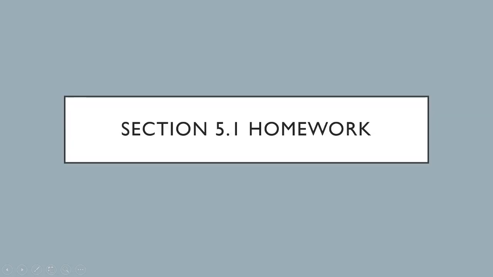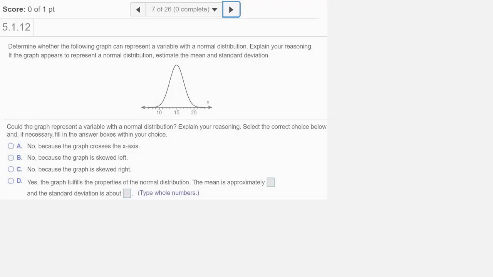We're looking at homework from section 5.1. This is question number 7. Determine whether the following graph can represent a variable with a normal distribution. Explain your reasoning. If the graph appears to represent a normal distribution, estimate the mean and standard deviation.